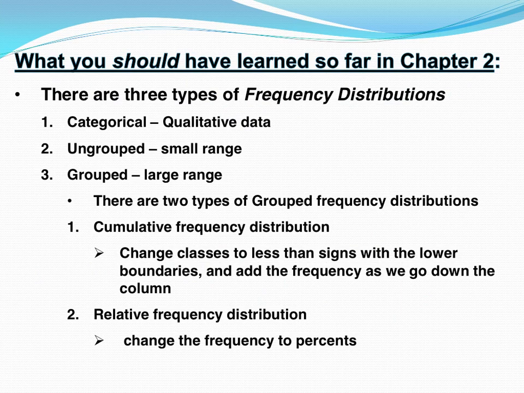What you should have learned so far in Chapter 2. There are 3 types of frequency distributions. There's categorical, which is your qualitative data, so your words, not your numbers. Your ungrouped, which has a small range, and the example that I did in class with you guys would be the age of the students in our class.